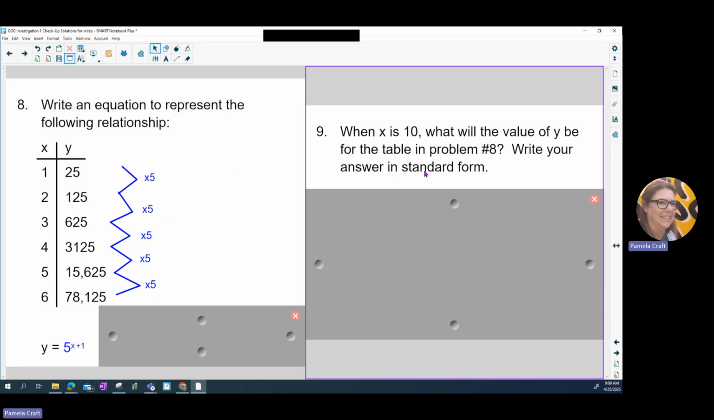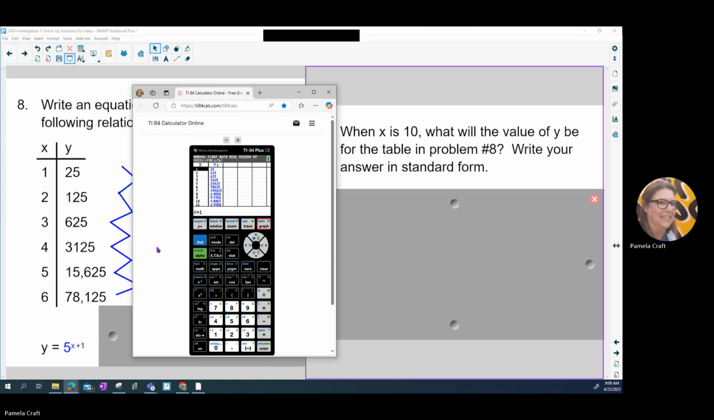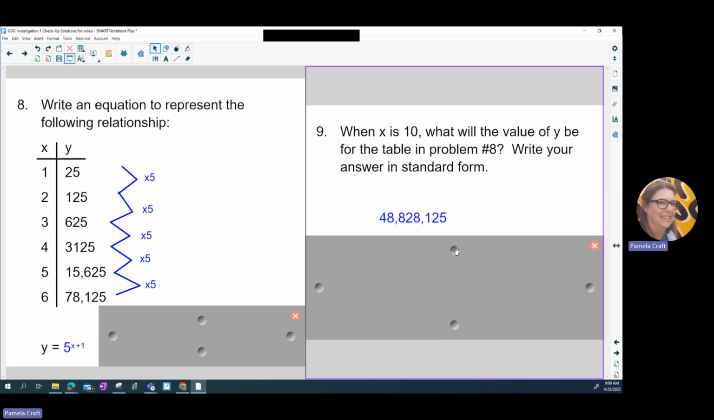Number 9 wants to know when x is 10, what will the value be in our table? So we only went up to 6. So all I have to do is go back to my calculator and just look at what it is at 10. And it asks you to write it in standard form. So if I wrote it with the E or times 10 to the 7th, that wouldn't be correct. I need to write the standard form, which is shown down here, and that is 48,828,125.